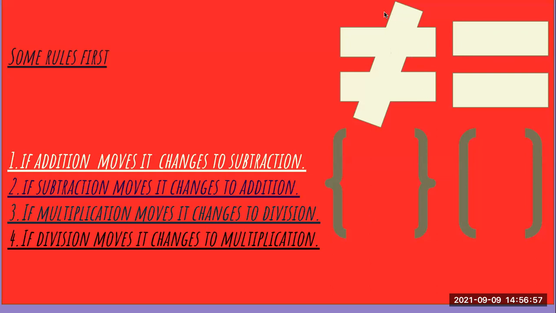So I wrote A plus 6 is equals to 7. Some rules first: if addition moves, it changes to subtraction. So it will be 7 minus the number.